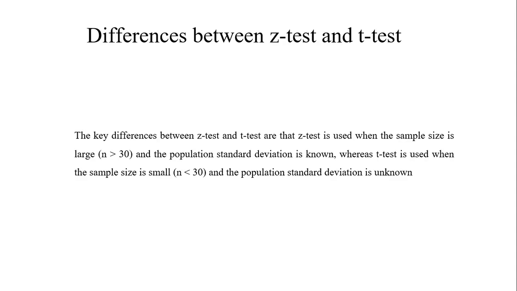And there is a difference between Z tests and T tests. The key difference between these tests is that the Z test is used when the sample size is large, meaning it's greater than 30, and the population standard deviation is known. If the population standard deviation is unknown and the sample size is less than 30, then we use the T test.